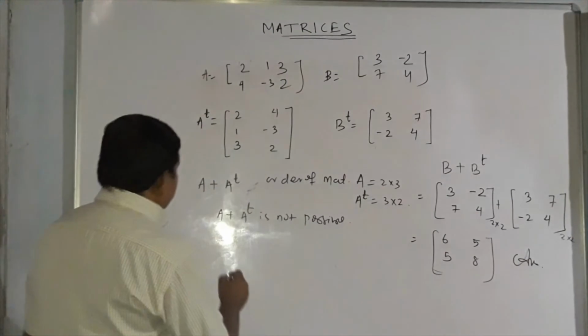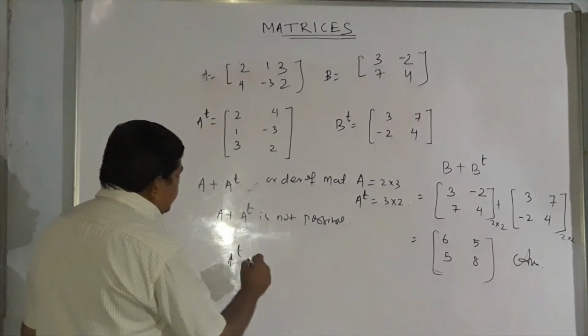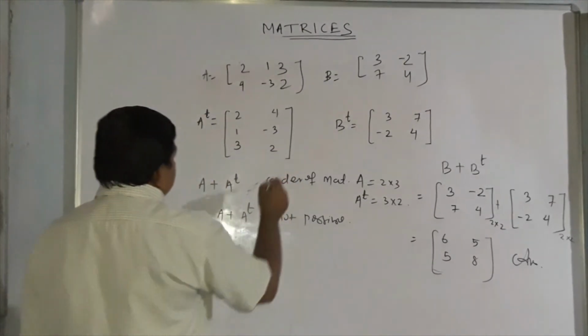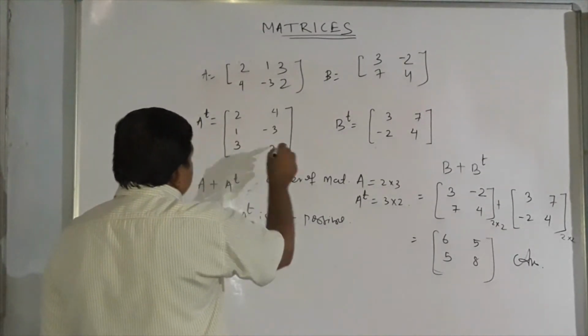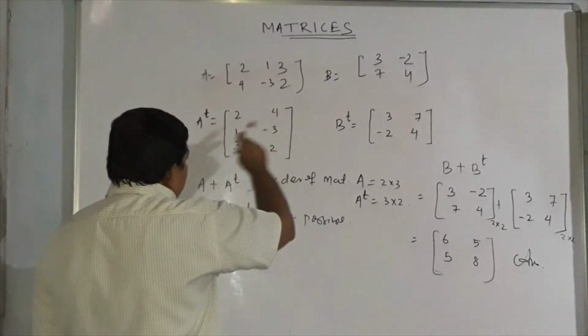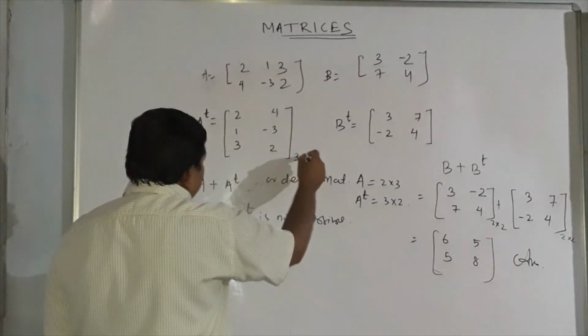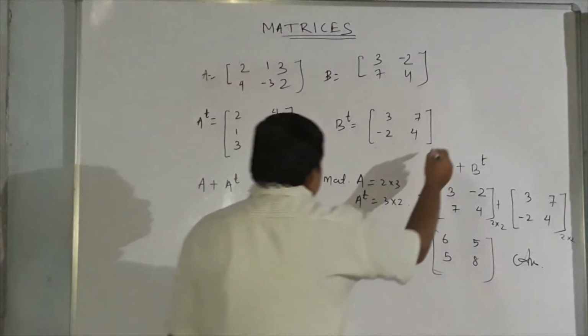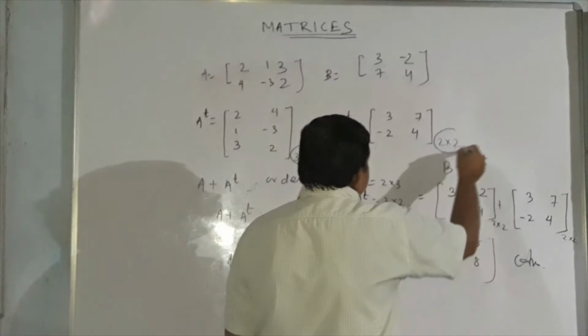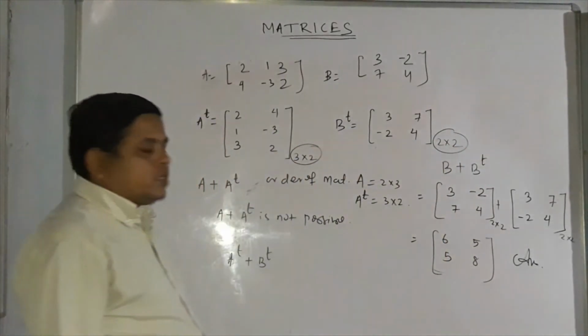Okay. Suppose another question comes: AT plus BT. Is it possible? Now look at AT. What is its order? 1 row, 2 rows, 3 rows: 3 rows, 2 columns. BT is 2 rows, 2 columns. Now you compare these two; they are not the same. Therefore, their addition is also not possible here.